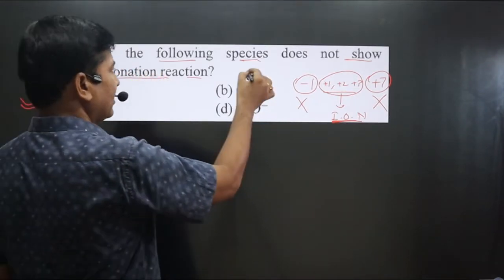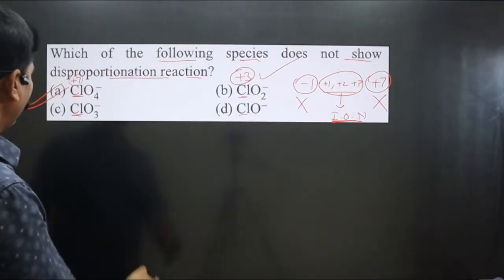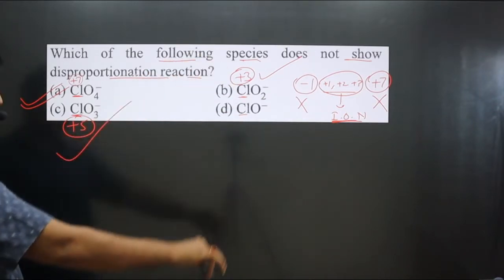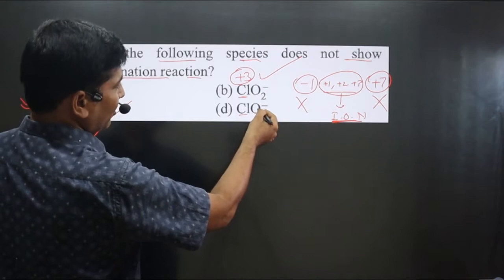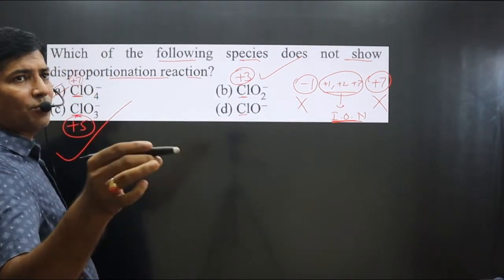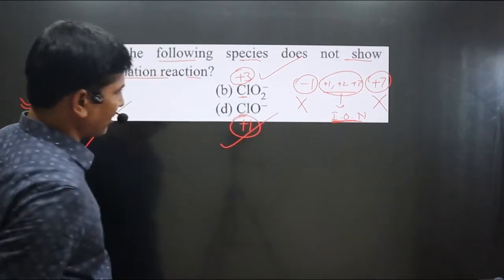ClO2 minus is there. Cl is present in +3, of course, in the intermediate oxidation number. ClO3 minus is there. Cl is present in +5 oxidation number, intermediate oxidation number. Okay, ClO minus is there. Cl - 2 is equal to -1. Cl is equal to -1 + 2, which is +1. Cl is present in +1 oxidation number. This is also an intermediate oxidation number.